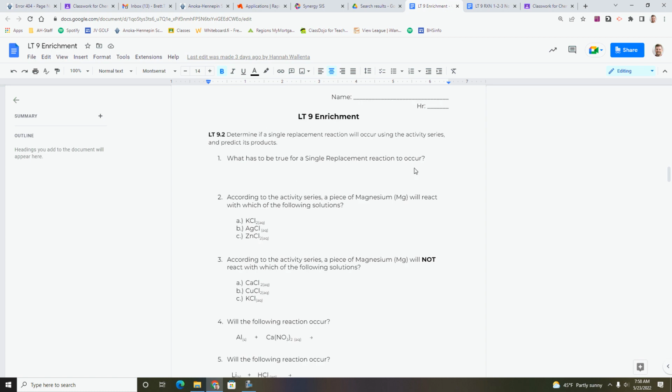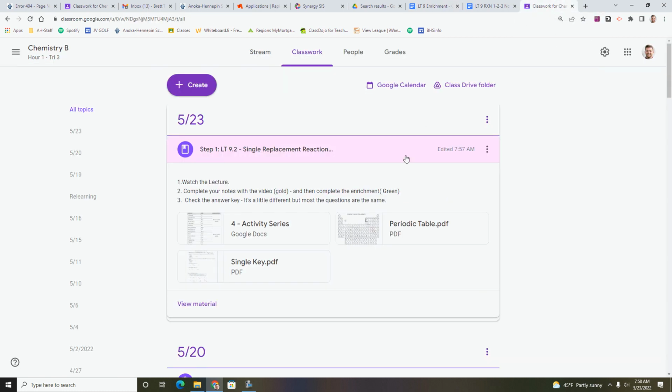And then, here's the thing too. The answer key for the enrichment in there is called the single key. It's a little bit different, but it's the same question. You'll be able to figure it out.